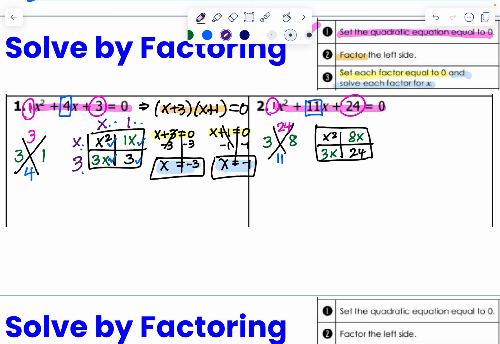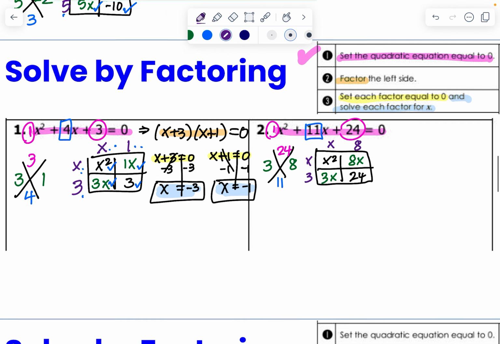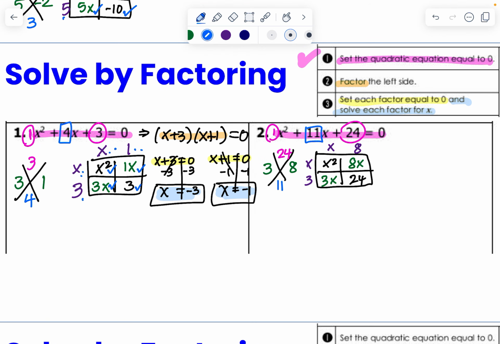X squared and 3x, their GCF is x. 8x and 24 is going to have a GCF of 8. X squared and 8x has a GCF of x. 3x and 24 is going to have a GCF of 3. Always double check. X times x is x squared. X times 8 is 8x. 3 times x is 3x, 3 times 8 is 24.